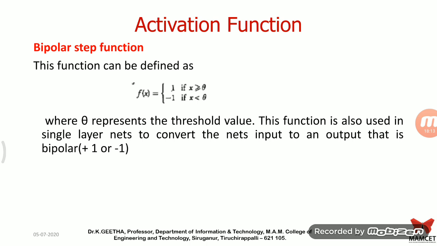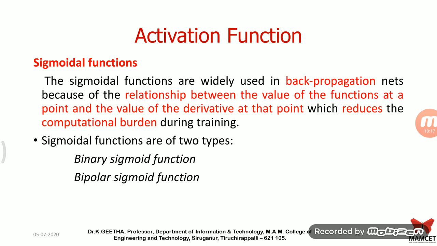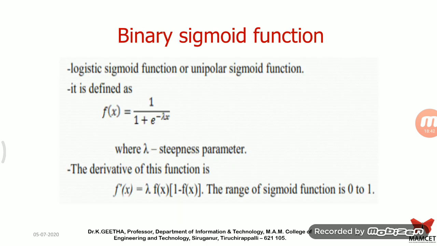So if it is positive, it will be plus 1, and if it is negative, it will be minus 1. The next one is the sigmoidal function. The sigmoidal functions are widely used in backpropagation nets because of the relationship between the value of the function at a point and the value of the derivative at that point, which reduces the computational burden during training. The sigmoidal functions are of two types, binary sigmoid function and bipolar sigmoid function.